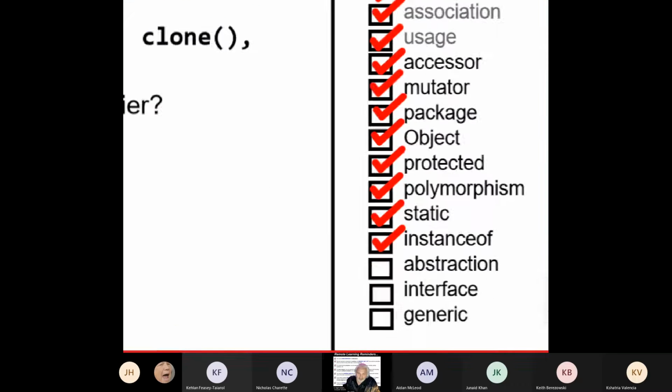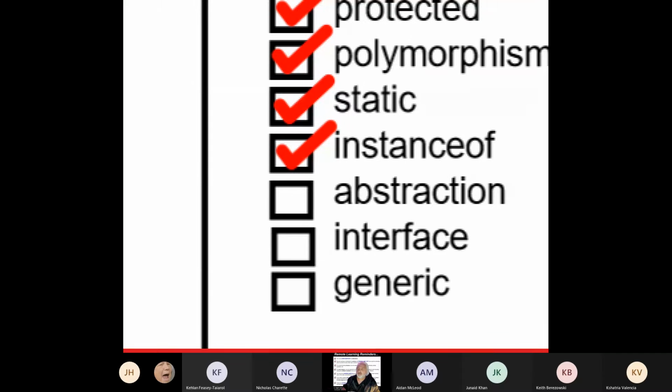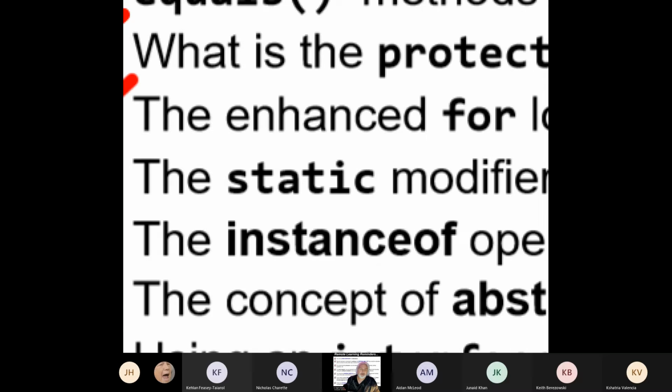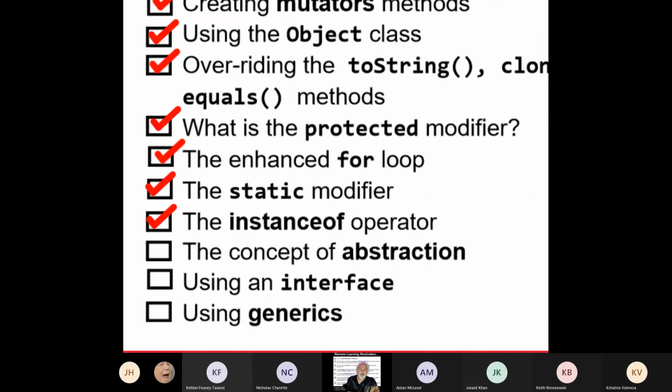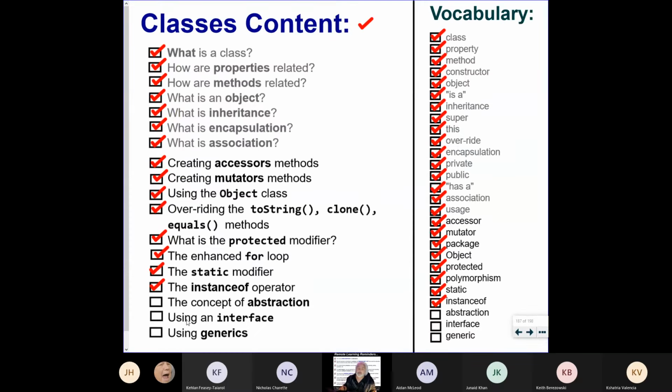So in our vocabulary list, there's only a few words left for this unit. They happen to be big words though. There are also the concepts over here of abstraction, using an interface, and using these things called generics. So they're the last three big topics and three words to learn in this unit. It's been a big unit, okay? So actually, let's just take a second here.